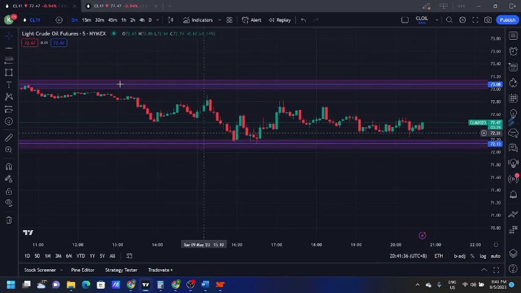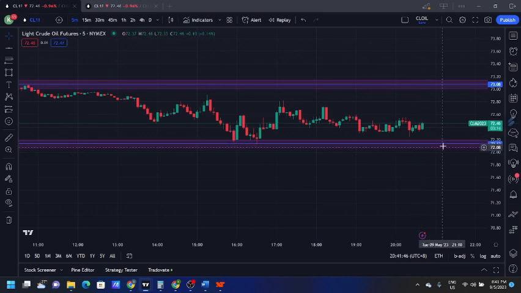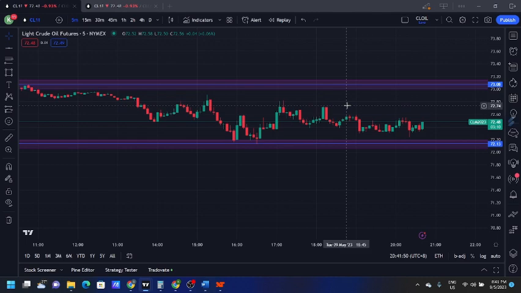So far we are looking at this crude oil micro futures, on the 5 minute chart. The purple line I have drawn is the zone of interest. We will see how the market goes later if it reaches our zone of interest.